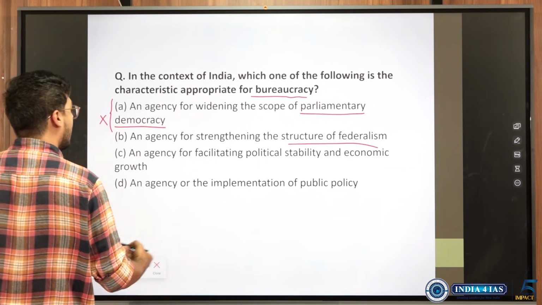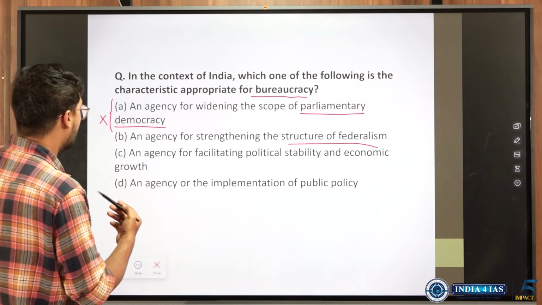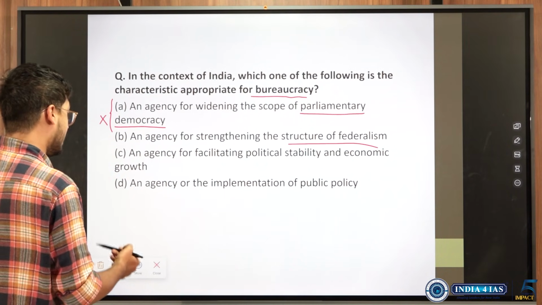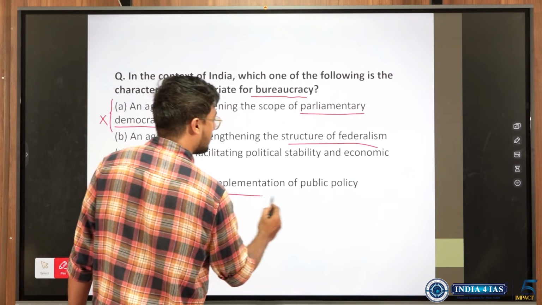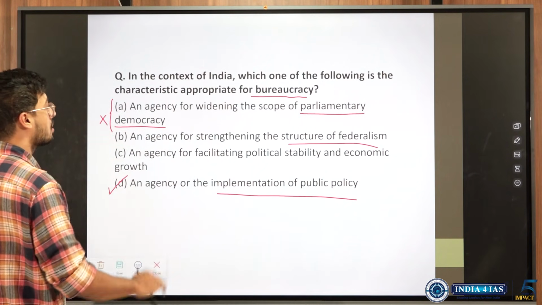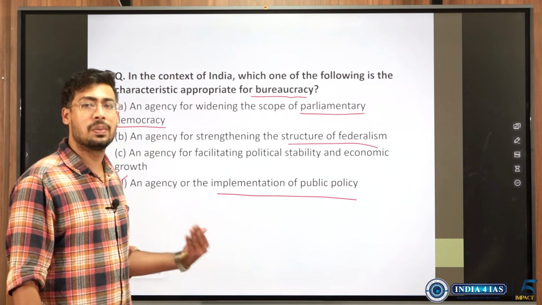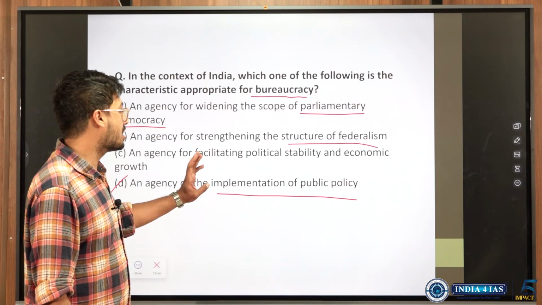Okay, look at the other statement. An agency for facilitating political stability and economic growth. Okay, look at the D statement. An agency for the implementation of public policy. One statement which can easily be used to define bureaucracy is that bureaucracy is meant for the implementation of public policy. So the answer to this question is D.